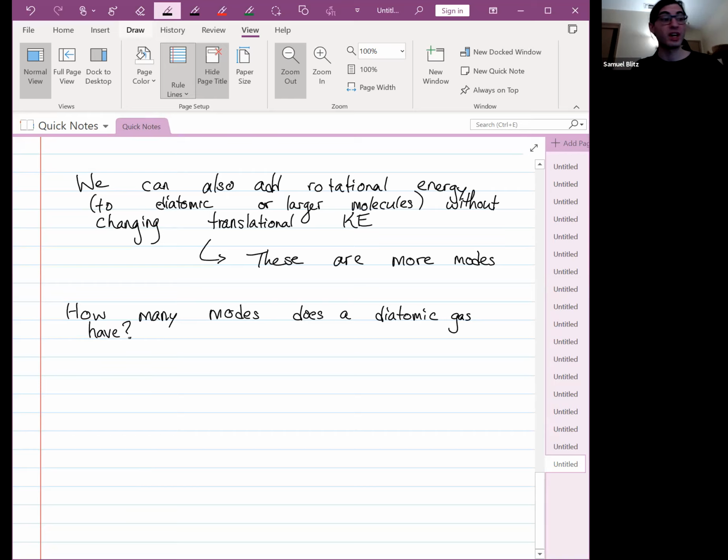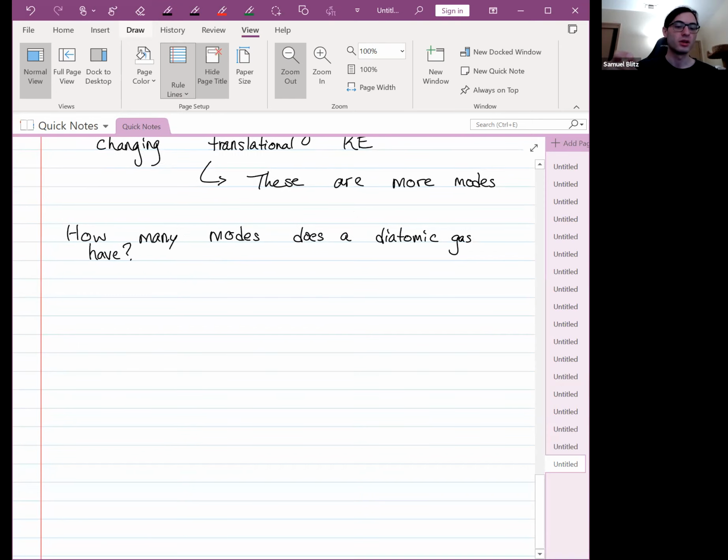Well, we know that it's going to have 3 translational kinetic energy modes. And that's because, just like the monoatomic gas, it can move in 3 different ways, independently of each other, but it can also rotate. So we have to figure that out. What we're really asking is how many different ways can we add rotational energy without changing the rotational energy associated with the other rotational energies. And you might say, well, how can you have more than one rotational energy? But it's the same thing as the translational kinetic energy.